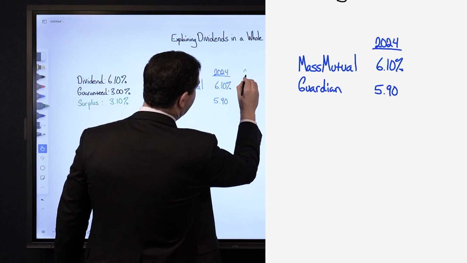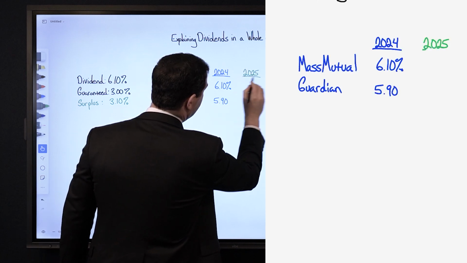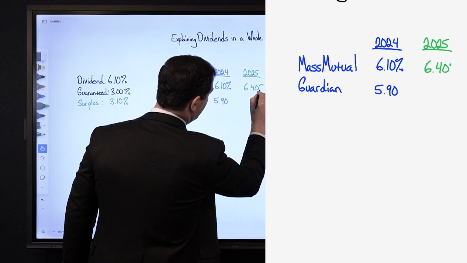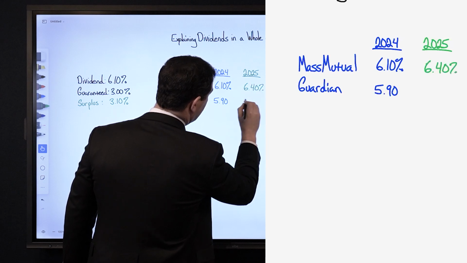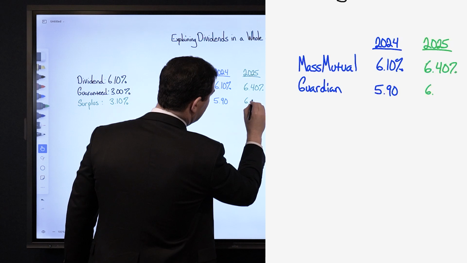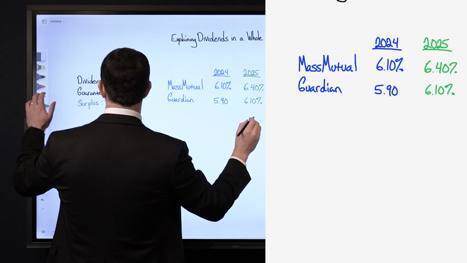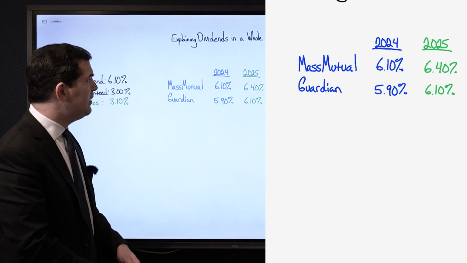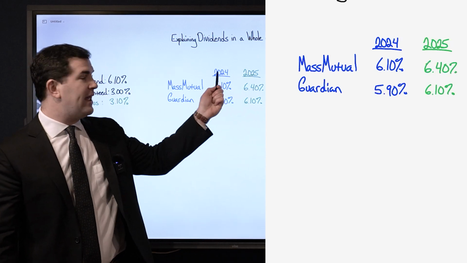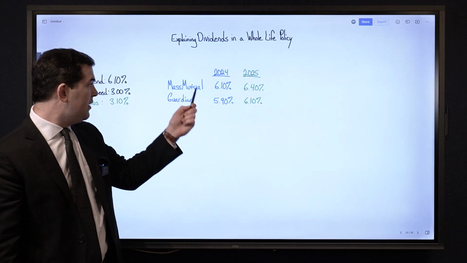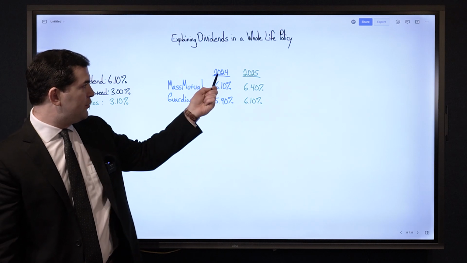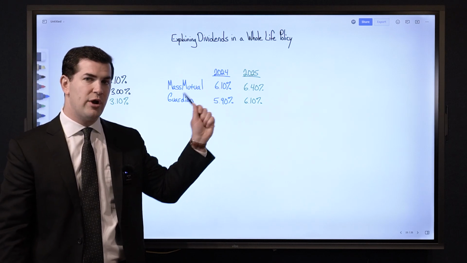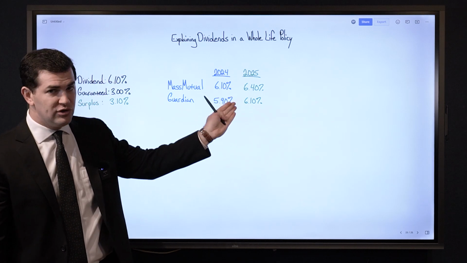Whereas for 2025, they both went up. Mass Mutual increased to 6.4%, and Guardian increased to 6.1%. So the insurance company declares what their dividend will be every year, typically toward the end of each year. For example, Mass Mutual and Guardian between November and December said our 2025 dividend interest rate will be the numbers that you see here.